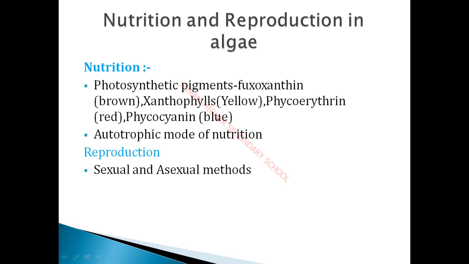These are the other categories of photosynthetic pigment apart from chlorophyll. Since it contains chlorophyll, it follows the autotrophic mode of nutrition, which means it can prepare its own food through the process of photosynthesis. And coming to the reproduction of algae, it follows both sexual and asexual methods. Sexual reproduction involves two parents, male and female, whereas asexual reproduction involves only a single parent. According to the conditions, it can follow sexual or asexual methods of reproduction.